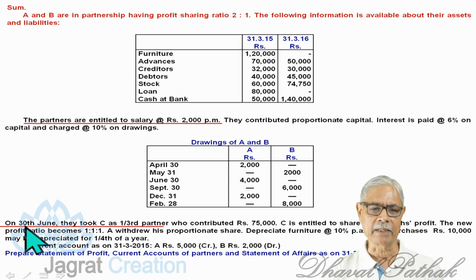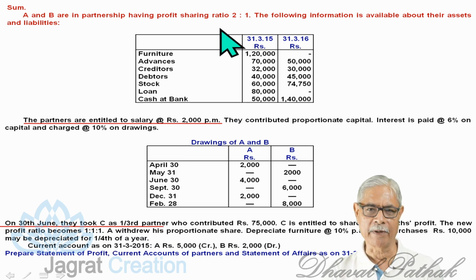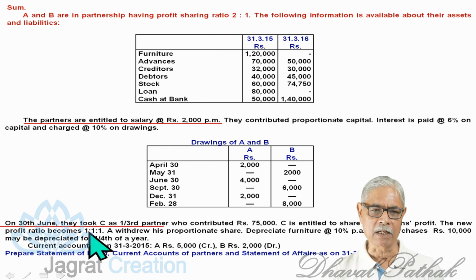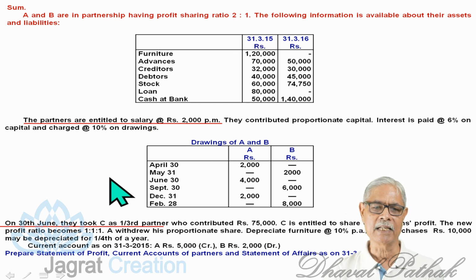After 3 months, on 30th June 2015, they took C as 1/3 partner. So share of A was 2/3. It has become equal share after admission of C, that is 1/3. New profit sharing ratio is 1:1:1. So share of A was 2/3 before admission. Share of A after admission is 1/3. So out of his 2/3 share, he has given 1/3 share to C.